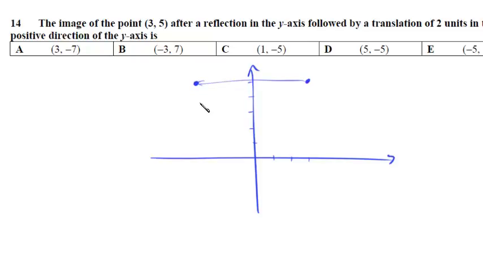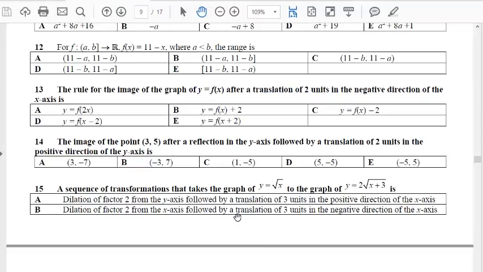And then followed by 2 units in the positive direction of y. So it's going to move up by 2. Okay, so this was 3, 5. But then this is going to be negative 3, 5, right? So very simple. And moves up. So that's going to be negative 3, 7. Negative 3, 7. Okay. This is a coordinate system, so this is not the domain and range stuff, okay? So it's not inclusive, exclusive stuff. It's just a point. Yep, we'll move on to the next one.